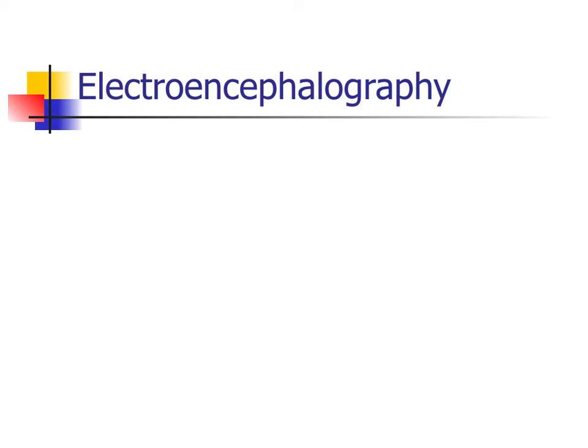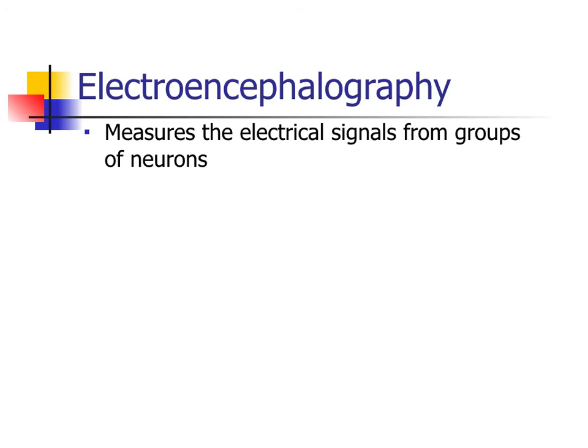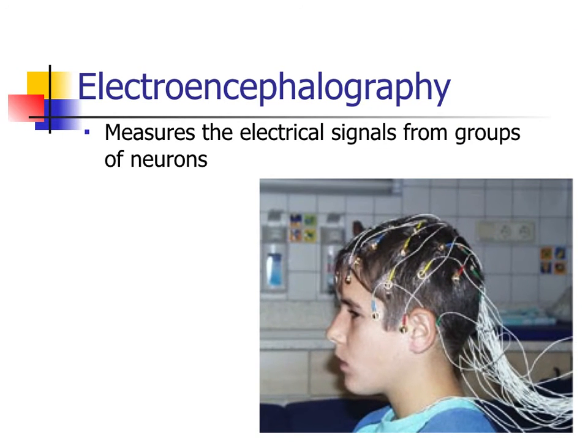The first technique is called electroencephalography, also known as EEG. EEG measures electrical signals from groups of neurons. If you look at the picture on the slide, you see a person that has a whole bunch of little recorders all over their head. These recording devices are called electrodes, and he has probably somewhere between 15 and 30 of them on his head. A lot of EEGs can have up to 100 to 200 different electrodes all over the scalp.